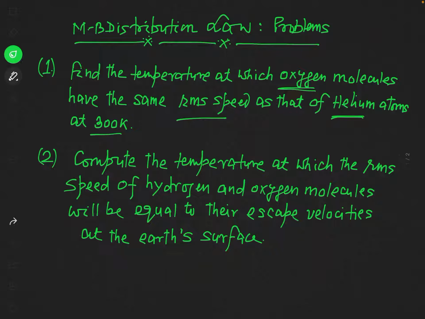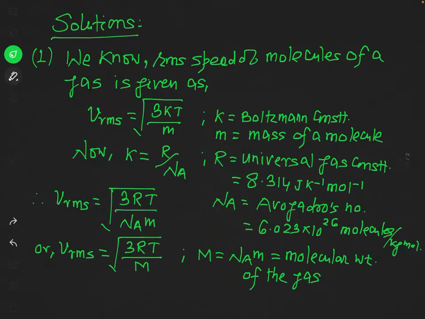Then what will be the temperature of the oxygen gas? So let us start to solve this problem, simply starting with the expression for the RMS speed of oxygen molecules, or simply the gas molecules. You know, the RMS speed of molecules of a gas is given by this formula: Vrms is equal to the square root of 3kT over m. In fact, this formula we have already discussed in earlier lectures while discussing the Maxwellian distribution. In this formula, k is the Boltzmann constant and m is the mass of a molecule of the gas.